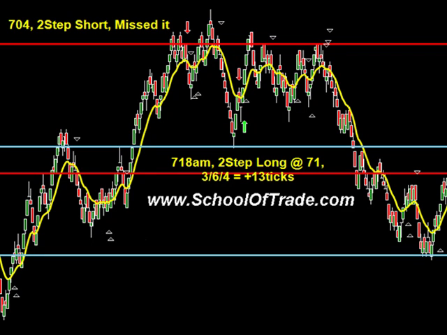So another example of how low volume environments like we're seeing right now, guys, can make it a little bit more difficult to get into some of these trades. As you can see though, the move worked out, would have been a winning move. Just simply couldn't finesse the entry.